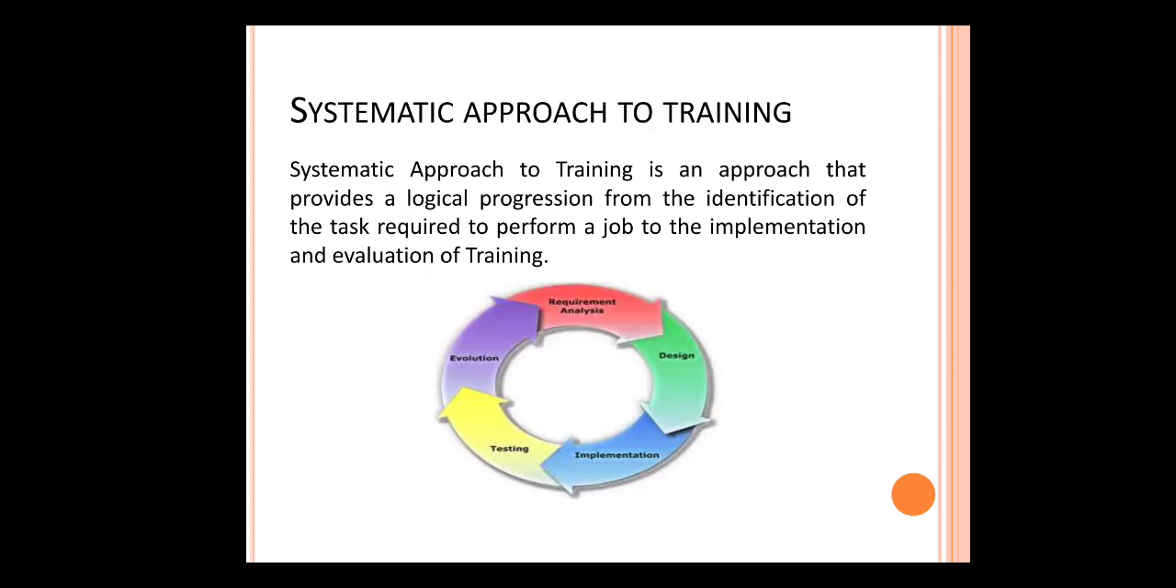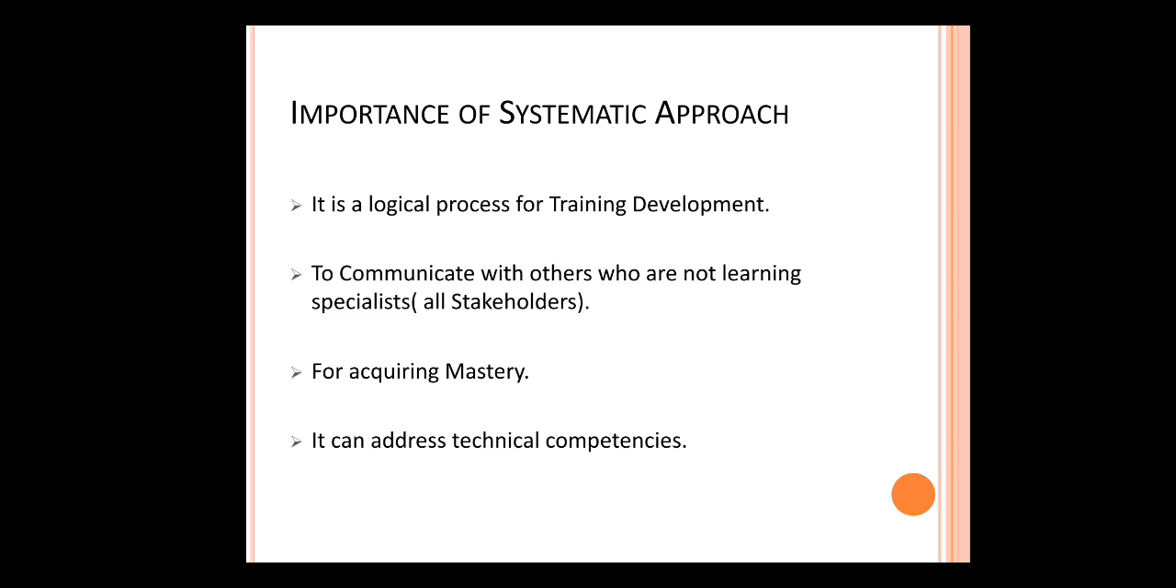Next, systematic approach to training. Now, what is systematic approach to training? Systematic approach to training is an approach that provides a logical progression from identification of the task required to perform a job to implementation and evaluation of a training program. A systematic approach of training is divided into three phases, that is, need assessment, implementation of the program, and the evaluation. Why is it important? Because it is a logical process for successful implementation of a training program.